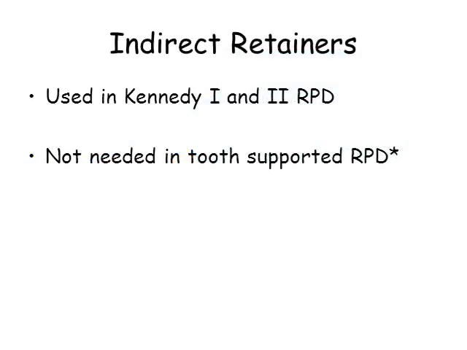The indirect retainer is employed in all Kennedy Class 1 and 2 designs, or wherever there is a fulcrum line. Generally, tooth-supported RPD Kennedy 3 and 4 do not have a fulcrum line, thus do not require indirect retainers. There may be exceptions to this rule, if the edentulous space is extensive.